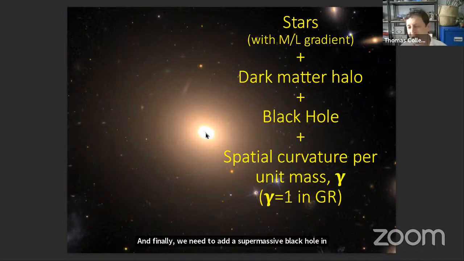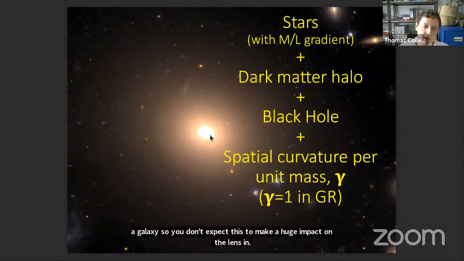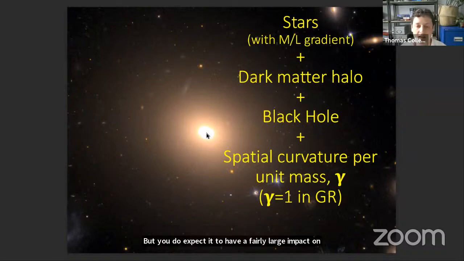Supermassive black holes typically have about 1% of the total baryonic mass of a galaxy. So you don't expect this to make a huge impact on the lensing, but you do expect it to have a fairly large impact on the motions of the stars in the very center of the galaxy. And so that's why this needs to be included.